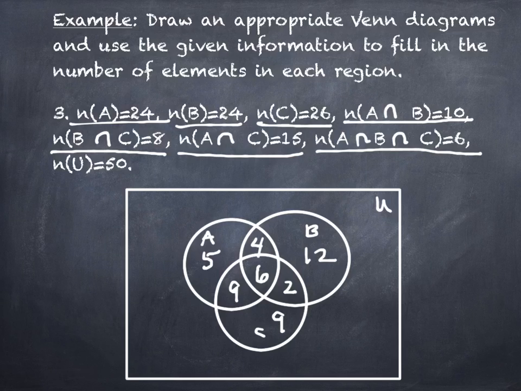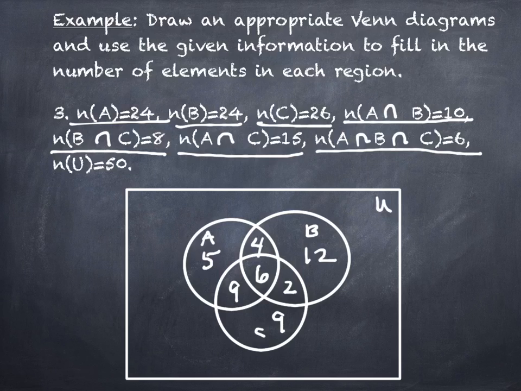What's missing still? Okay, well, I haven't used a piece of information, but what's missing from my picture? The part that's outside of the circle, still in the universe, right? In the universal set. So this piece right out here is what's missing. Make sense? That number's not 50, though. So how do we figure out what that number is?